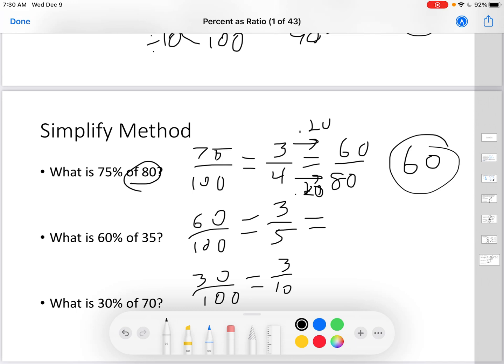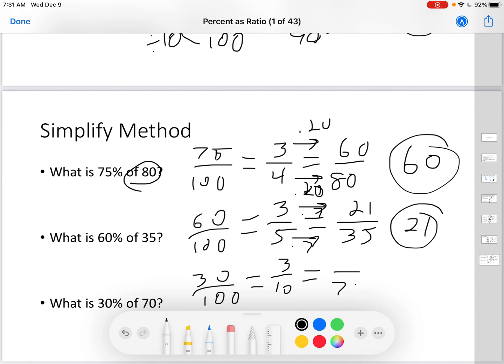3 to 5 out of 35. 5 times 7 is 35. 3 times 7 is 21. And the answer is 21. Remember to put the answer in and circle it.